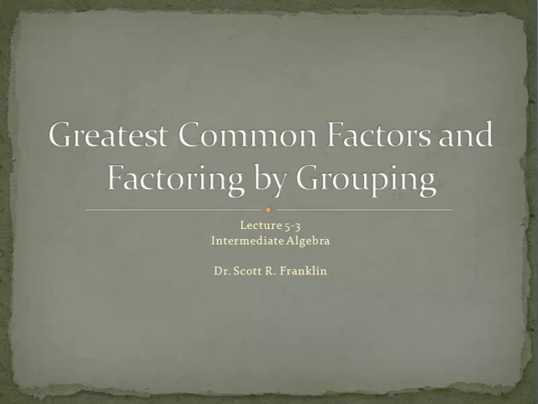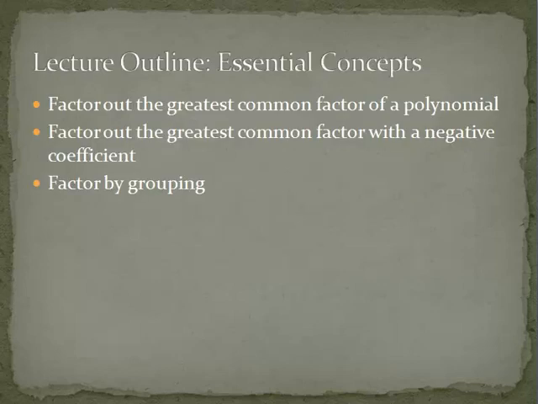So we begin with our first type of factoring here in section 5.3. The outline for section 5.3 is as follows. We're going to start by talking about how to factor out the greatest common factor of a polynomial. Then we're going to look at the special rule that we have to remember whenever the first coefficient is negative, so how we factor out the greatest common factor with a negative coefficient. And then last of all, we're going to talk about factoring by grouping.